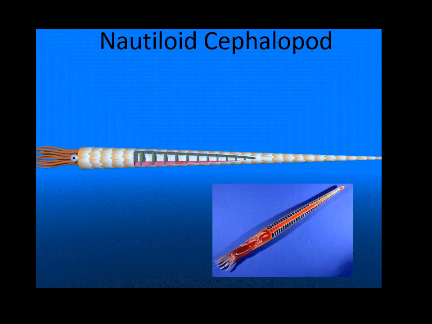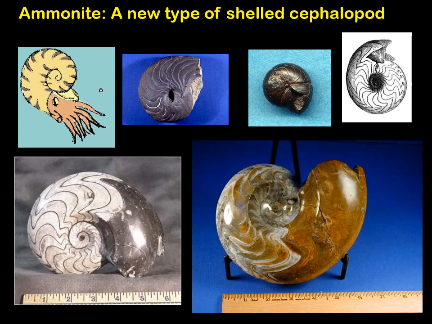We still have our nautiloid cephalopods, of course. We still have them alive today, though they're very rare. But I wanted to point out again, the straight sutures in between the chambers of our nautiloid cephalopods are now kind of accompanied by a new type of organism, and these are the ammonite cephalopods. So we have our nautiloids and our ammonites.